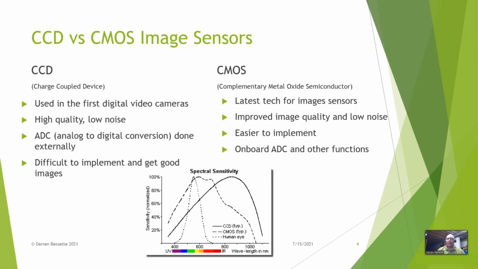CMOS actually patterns more closely to the human eye, which is why CMOS is gaining more and more traction with uses and becoming better quality and aligning better with a lot of the high quality images you're now seeing.